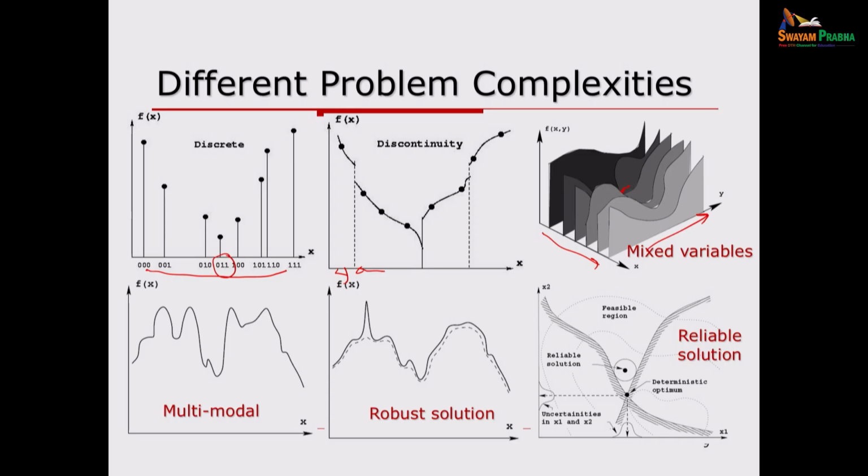Multimodality means these points, the corresponding x vectors, have the same objective function. If you're trying to maximize, would you find this one, or this one, or this one? They all have the same function value. Which one would you find? You don't know. So the best is to find all four, and maybe not this one. This is a local maxima, so you may not be interested in that.